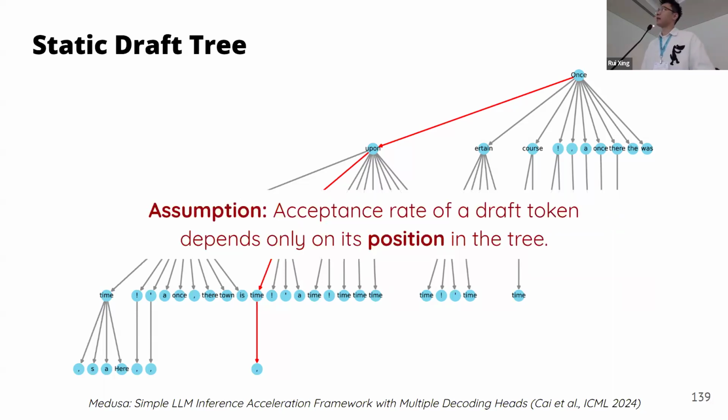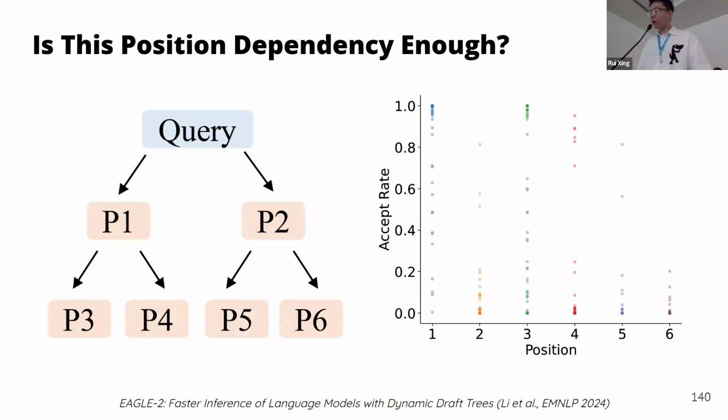So the static draft tree is built upon a strong assumption that, like we just mentioned, the acceptance rate of a draft token depends only on its position in the tree or in the top K prediction, right? If it is a top 1 prediction, we investigate it more on its subsequent tokens. And if it's the top 10 prediction, we just verify itself and do not explore more. However, is this assumption enough?